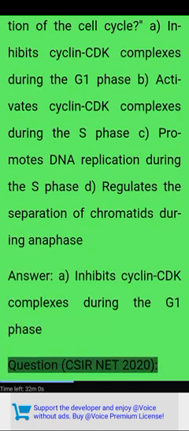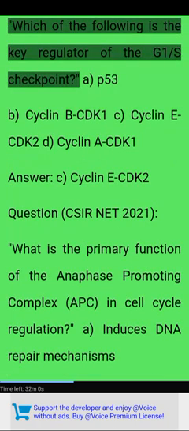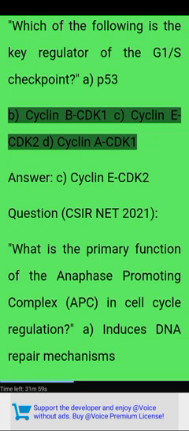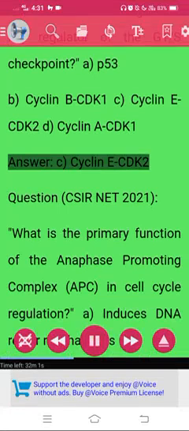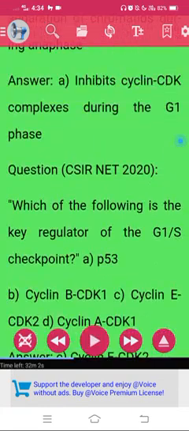Question CSIR NET 2020. Which of the following is a key regulator of the G1/S checkpoint? A. P53. B. Cyclin B/CDK1. C. Cyclin E/CDK2. D. Cyclin A/CDK1. Answer: C. Cyclin E/CDK2. Question CSIR NET 2021.